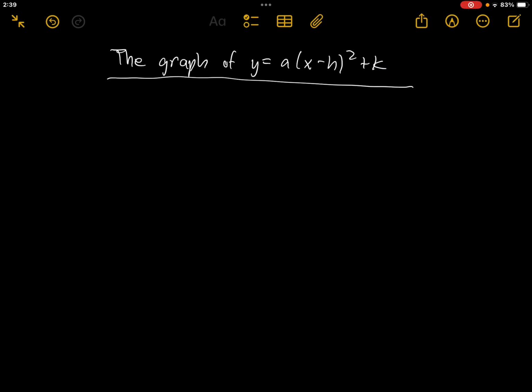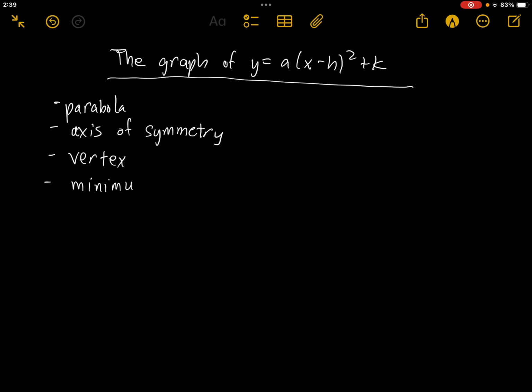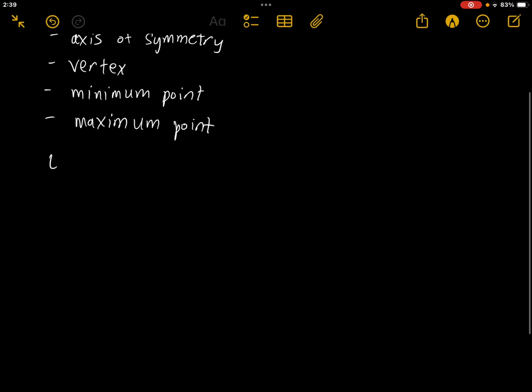Okay, in this video we're going to go over the graph of equations of the form y equals a times (x minus h) squared plus k. And we're going to be using some of these terms: parabola, axis of symmetry, vertex, minimum point, and maximum point. So let's look at some examples.